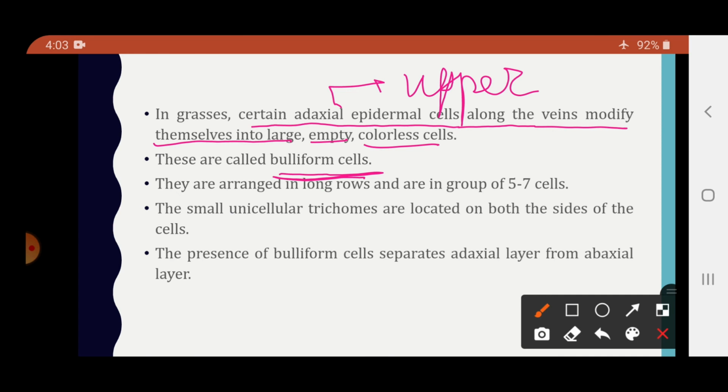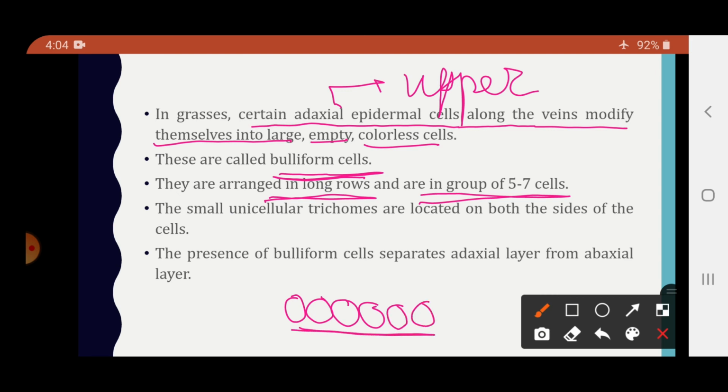Now these bulliform cells are arranged in rows and are in groups of 5 to 7. This is one cell, this is another, this is third, fourth, fifth, sixth. So this is a row of what? Bulliform cells. Now on both sides of the bulliform cells, there is the presence of unicellular curved trichomes. So small unicellular trichomes are located on both the sides of the cells.